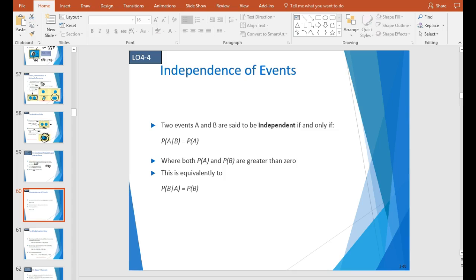Independence of events. Two events A and B are said to be independent if and only if the probability of A given B is equal to the probability of A. And that's to say that, if B has occurred, did it affect A? If the probability of A given B is the same as the probability of A, then clearly no, B having occurred didn't affect A. That's the idea behind independence, using the conditional probability and equating it to the probability of A.